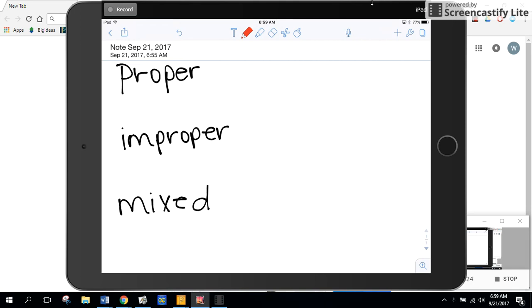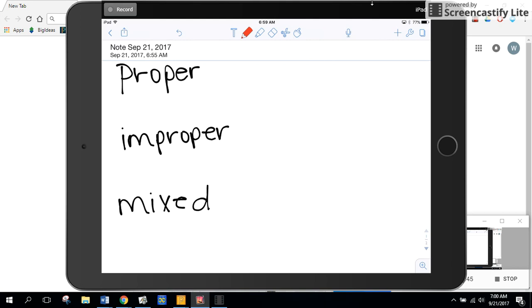So I have a couple terms listed here. We've got proper, improper, and mixed. So go ahead and grab your worksheet because this is going to answer question number 1 on your worksheet, which asks you guys to pick fractions that are proper, improper, and mixed. Now, if you don't get this question answered by the time this part of the video is over, then you can replay it if you need to.